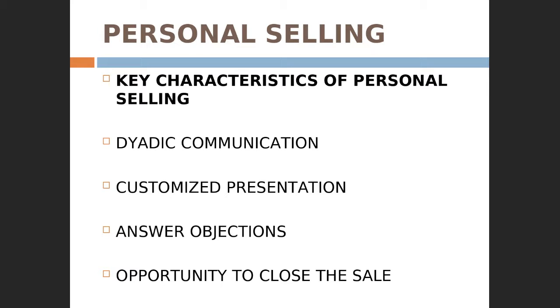First one is dyadic communication. I'll explain this. Second one is customized presentation. And then we have answer objections. And then the fourth one is opportunity to close the sale. So what do we mean by dyadic communication?